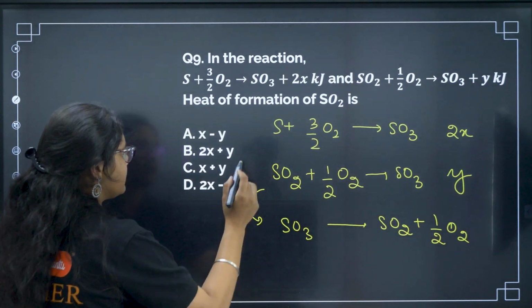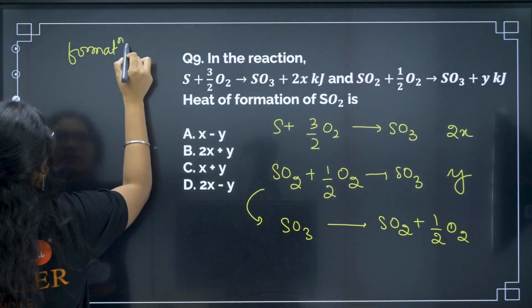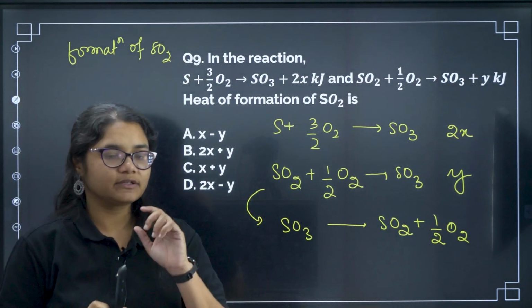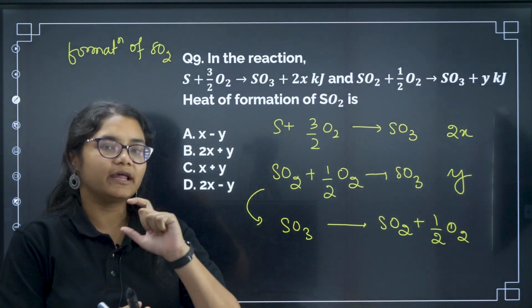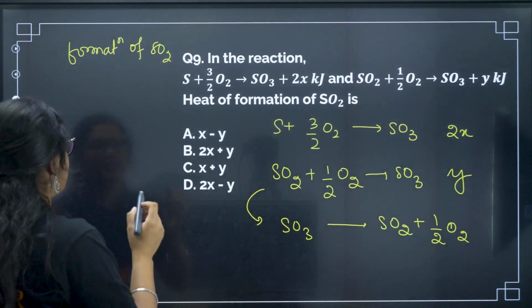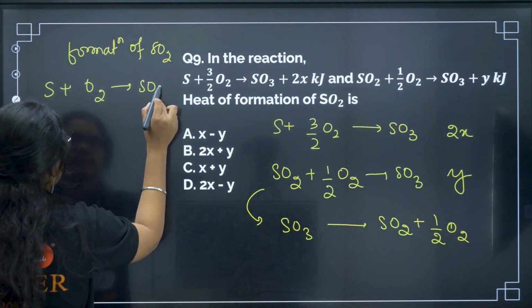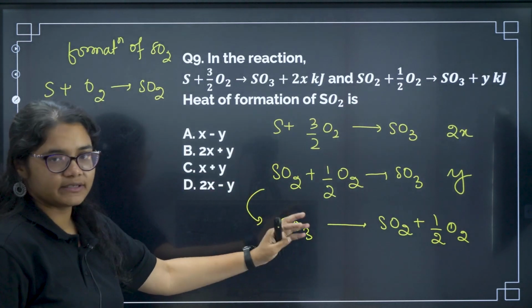And now if I want to write the reaction for formation of SO2, according to the definition, formation of SO2 will be that reaction where 1 mole of SO2 is being formed from the elements in their native state. So S plus O2 will give us SO2. So our required equation is this one, and we have to arrange the given equations in this way.